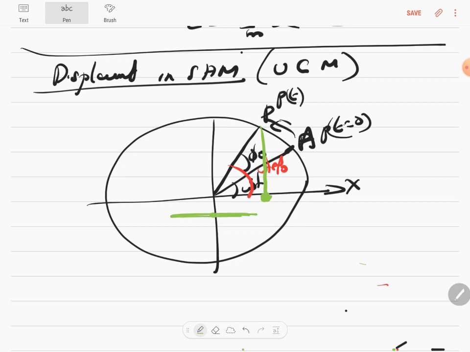Now project this particle on the x-axis, because the particle is going to move to and fro about the mean position, only in this direction. This is what is called x.